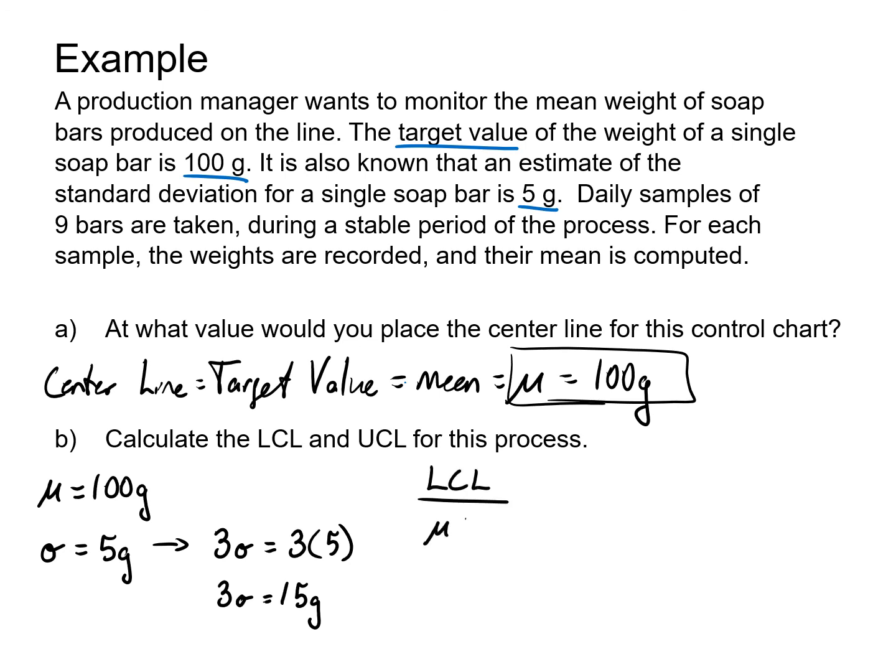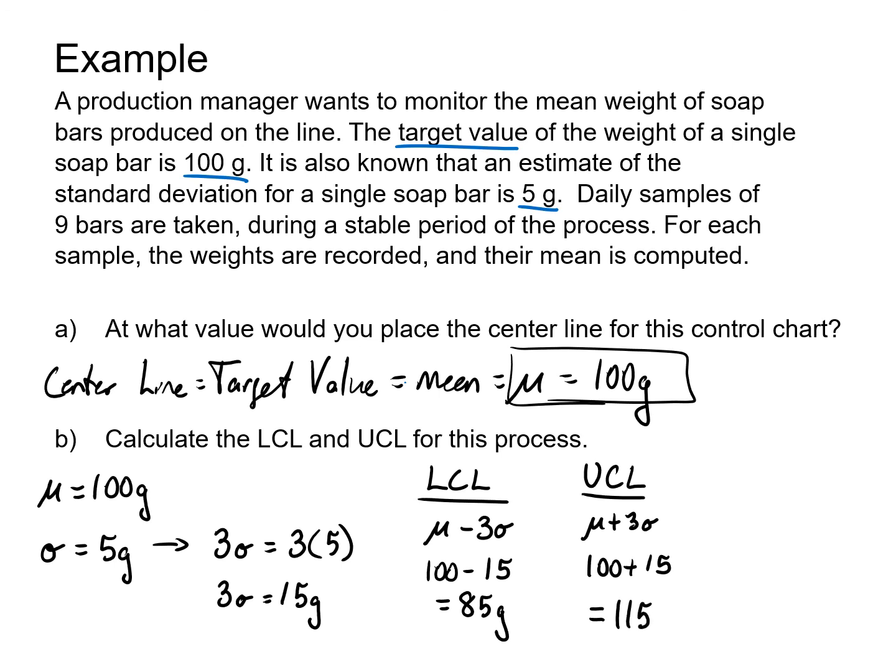So the LCL will be like this. We know it's the mu minus 3 standard deviations, which is going to be 100 minus 3 standard deviations. Well, it was 3 times 5, so minus 15. 100 minus 15 is 85 grams. So the lower control limit is 85 grams. Our upper control limit is mu plus 3 standard deviations, because for the upper, remember, you're getting the bigger number. That's your mean plus 15, or 115 grams. So those are the only things it asked for.